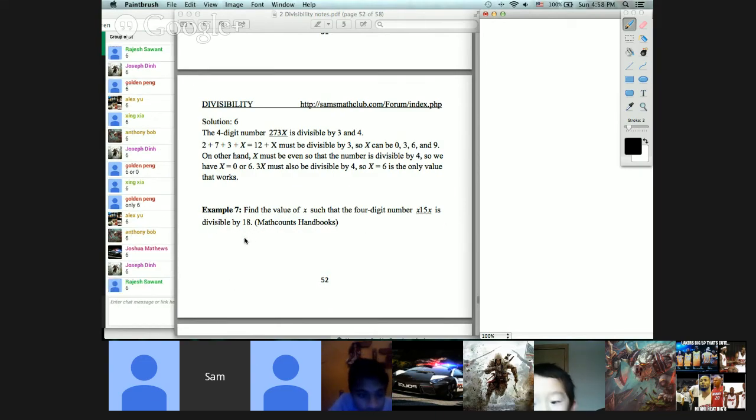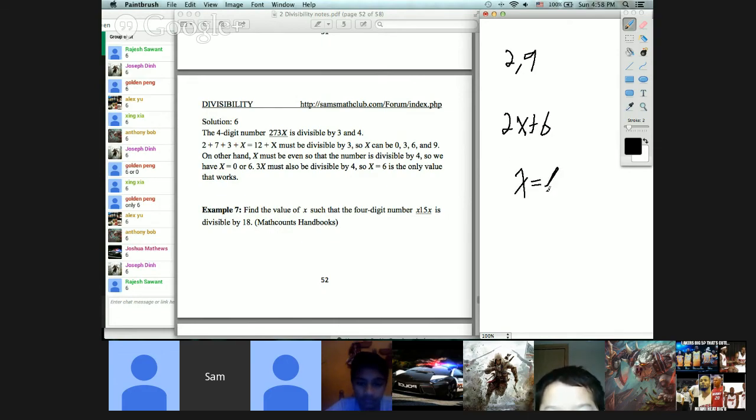Again, if it's divisible by 18, it's divisible by both 2 and 9. So you can add them together and you get 2x plus 6 if you add up all the digits. This 2x plus 6 must be divisible by 9, so x equals 6 is the only value that's possible.